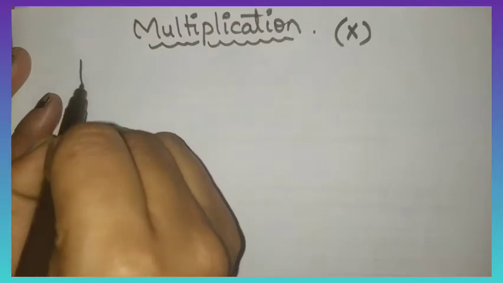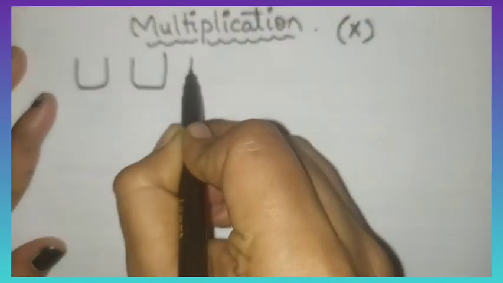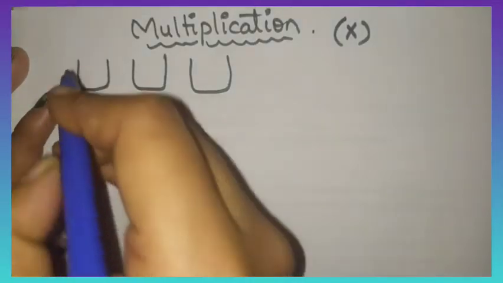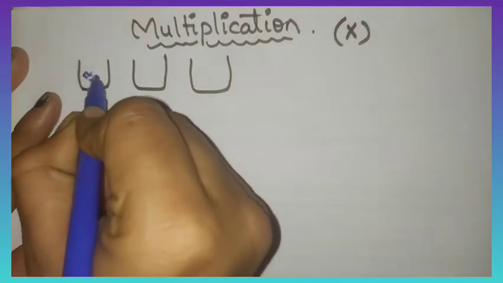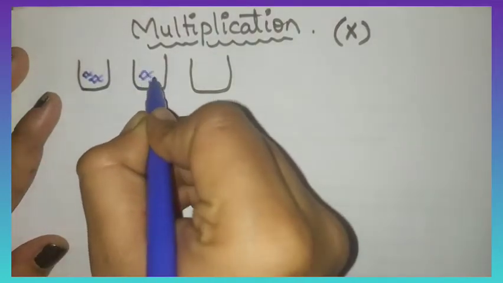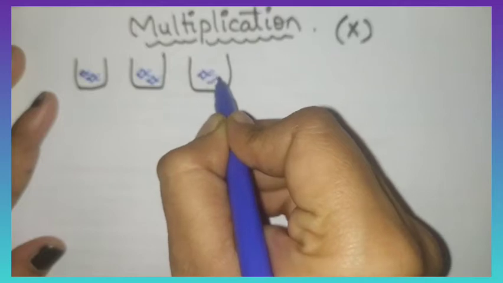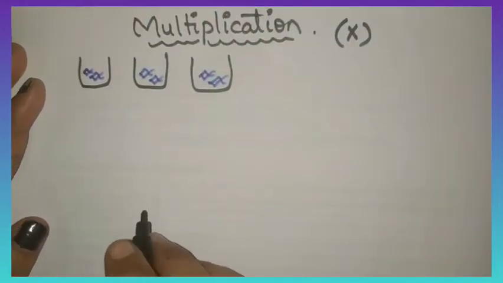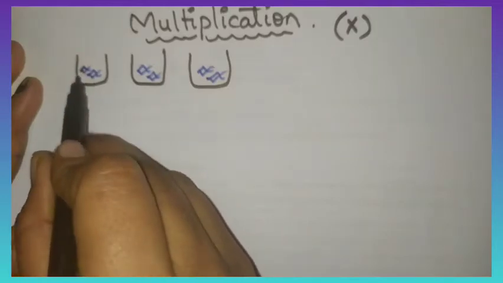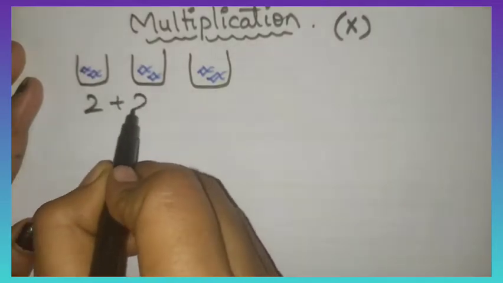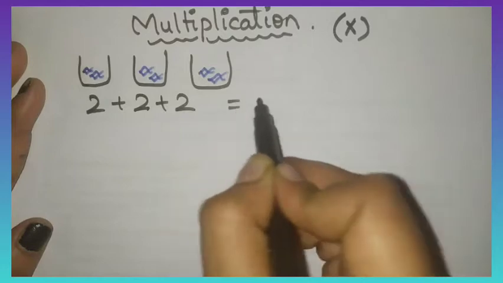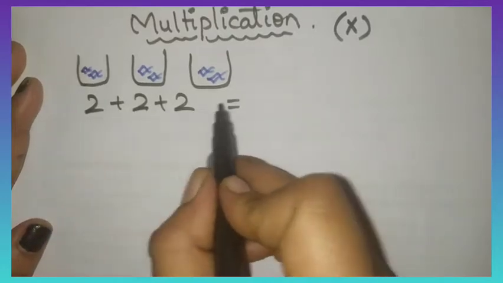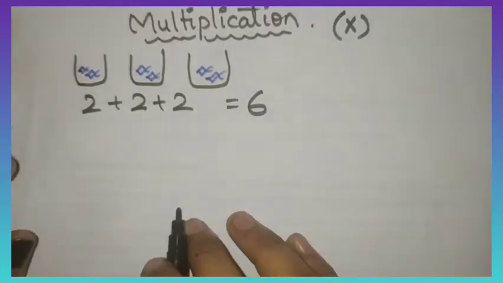Look here, children. For example, I have three balls. In each ball, two fishes are there. Now I want to count the total number of fishes. For that we will do like this: 2 plus 2 plus 2. 2 plus 2 is 4, 4 plus 2 is 6, equal to 6.